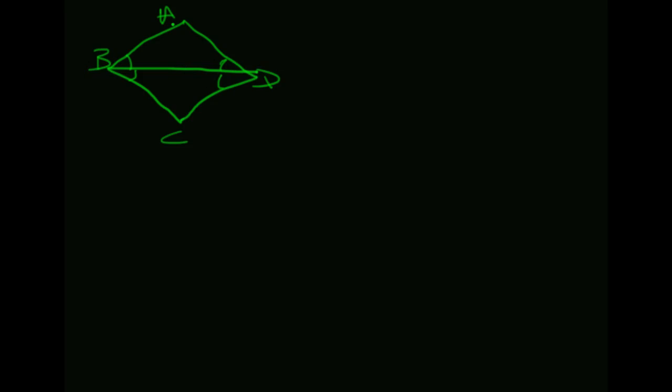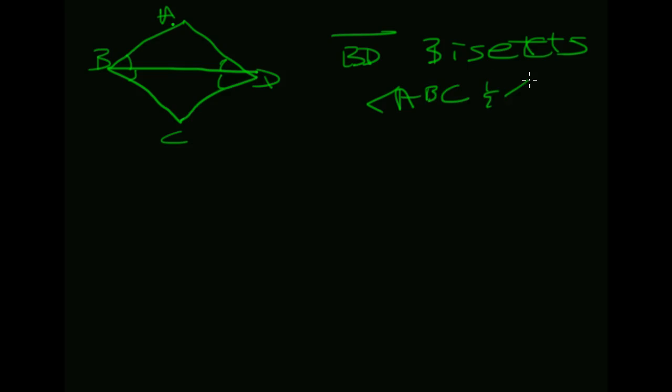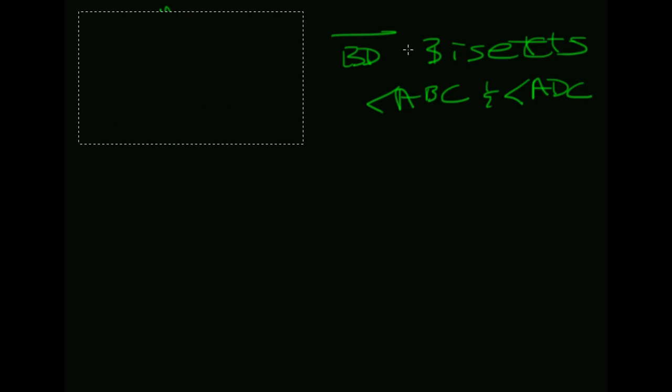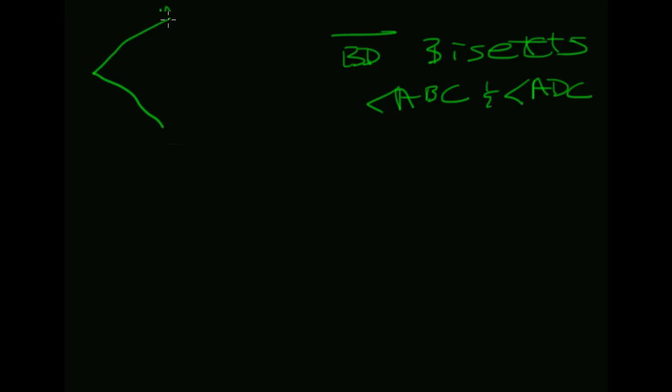So what do I want to show? I want to show that BD bisects angle ABC and angle ADC. Okay, so I'm going to take a minute here and I'm actually going to clean that up a little bit. I'm actually going to redraw it because we've done a lot here. So let's go ahead and redraw that thing so that we don't have some of the early clutter on there.